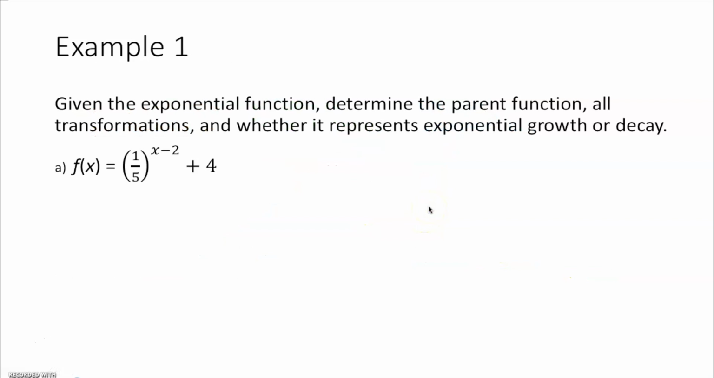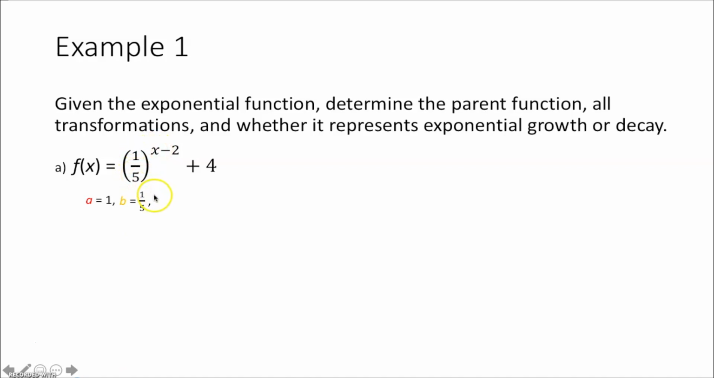Example time. Example 1 says, given the exponential function, determine the parent function, all transformations, and whether it represents exponential growth or decay. So given our function here, what we want to do first is figure out what's our A value, what's our B value, what's our H value, and what's our K value. So here, our A value is the number that's multiplied in front. Here, there is no number, which means our A value is 1. Our B value is whatever number is being raised to the exponent, the variable. So in this case, that would be this 1/5.